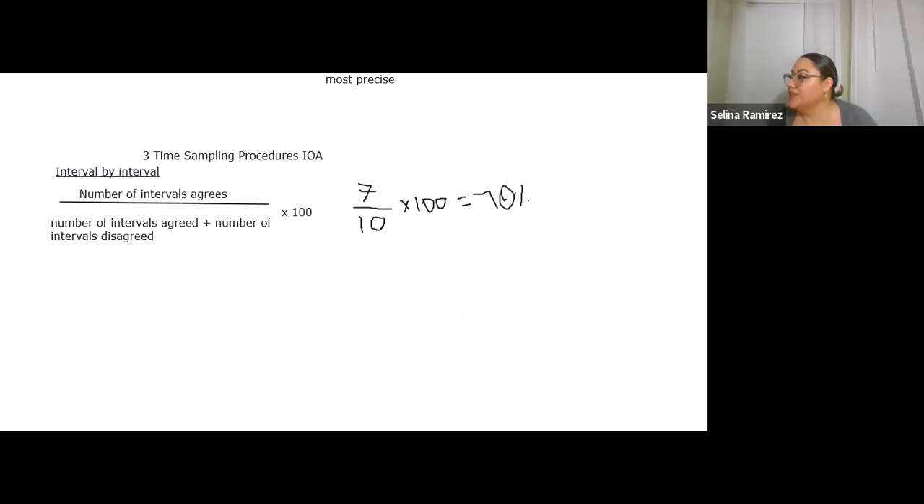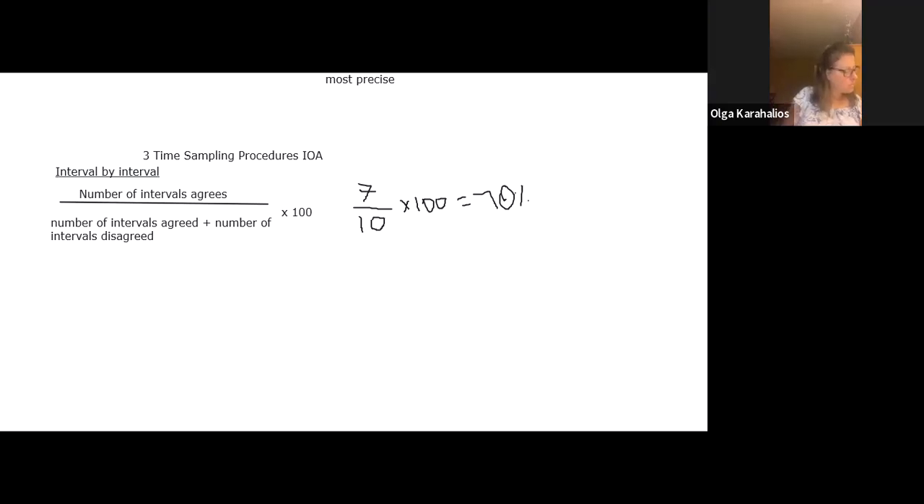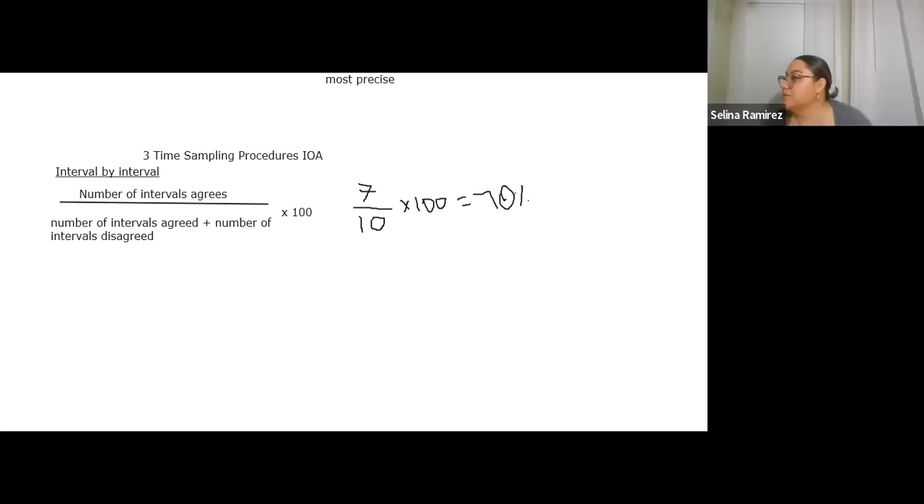Oh, but we should say that interval by interval is likely to overestimate the actual agreement when measuring behaviors that occur at very high or very low rates. So there might be random or accidental agreement between observers. So we're going to say that that one overestimates actual agreement.